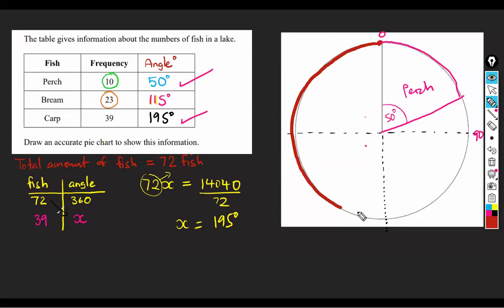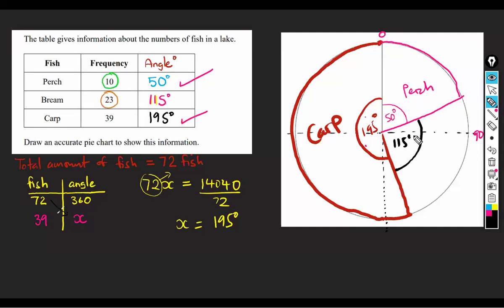That will be 180 degrees, and 195 will just be a little bit more. So this angle here would be what? 195 degrees, and that would be the cap. And obviously the remaining part will be the 115 degrees, which is the brim.